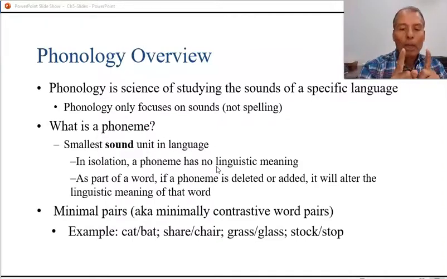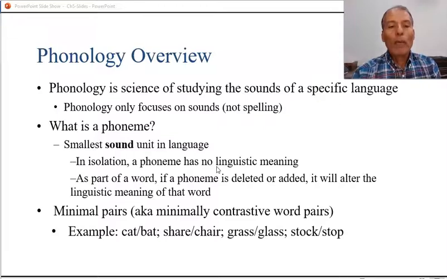When two words are different only in a single sound, only in a single phoneme, we call them a minimally contrastive word pair, or simply a minimal pair. So, for example, words like cat and bat differ only at the beginning, in the first sound. If they differ in more than one sound, then they are not a minimal pair. That sound difference can be in the initial word position at the beginning of a word, or in the final word position, as when you say, for example, stock, stop, or anywhere in the middle, grass, glass, or share, chair.